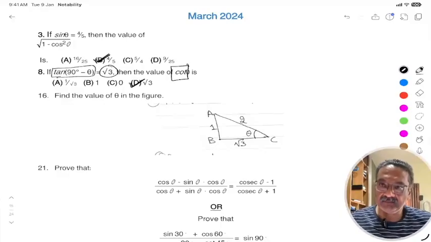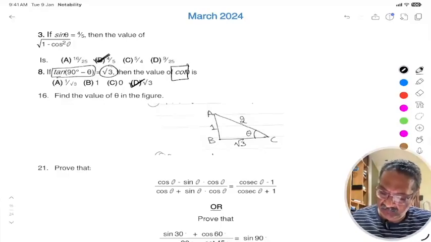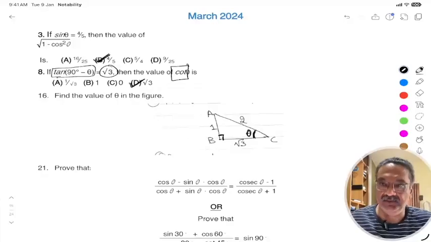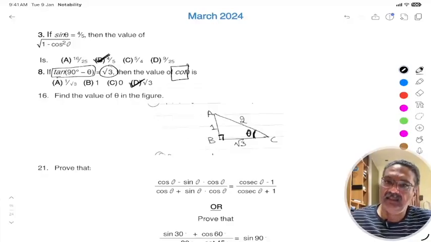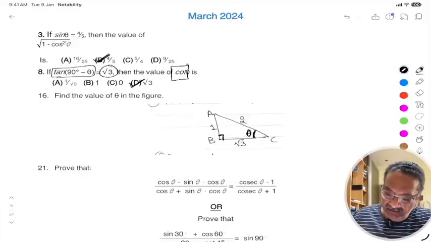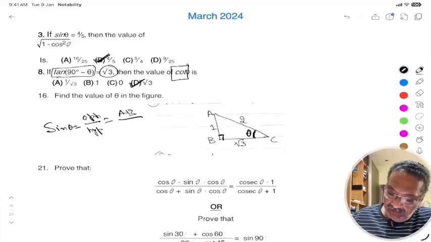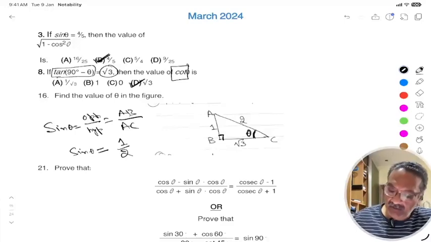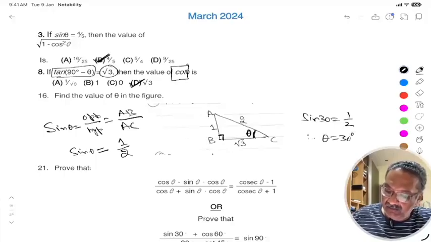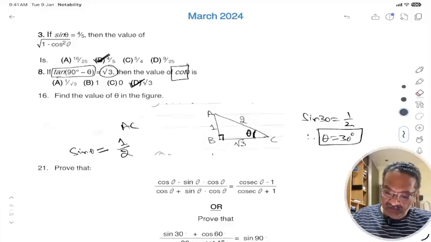Next, the 16th question. We will take it up here only. See, find the value of theta. They have asked for theta here. They have given all the three sides. Okay, this will be 90 degree obviously. Now any trigonometric ratio you can take. I will take sin theta. So sin theta will be equal to opposite by hypotenuse, which is equal to opposite AB divided by hypotenuse AC. So sin theta in our case will be equal to 1 by 2. So when will sin theta be 1 by 2? We know sin 30 is equal to 1 by 2. Therefore we have theta is equal to 30 degree. This is the answer. Okay, simple way of solving this.